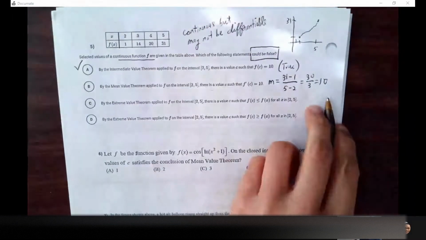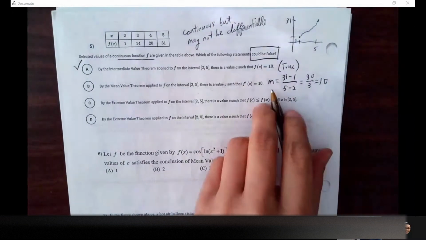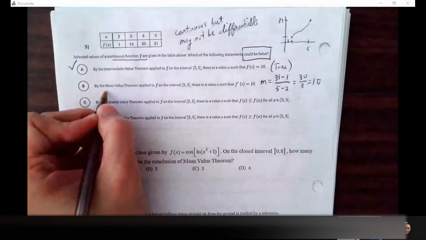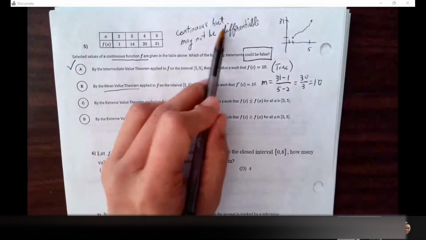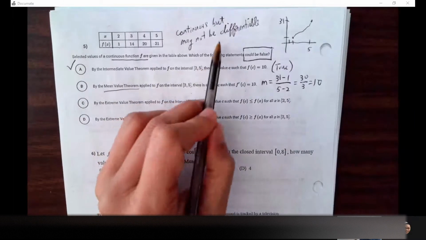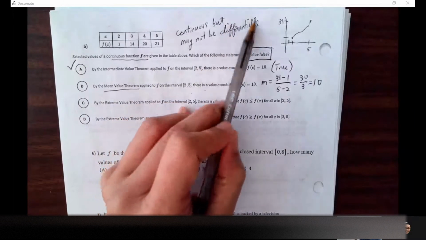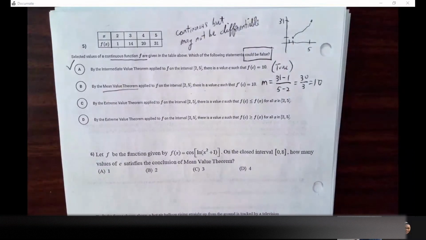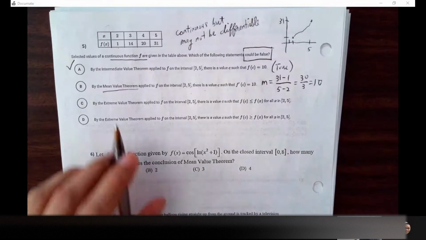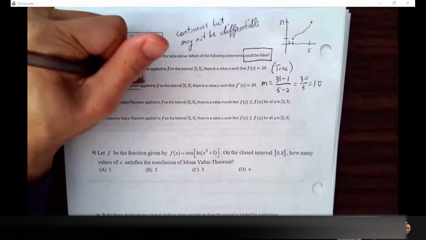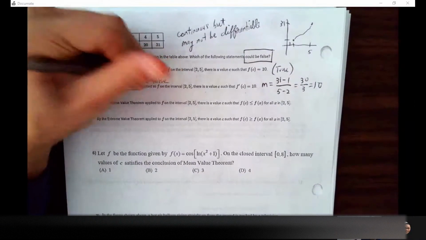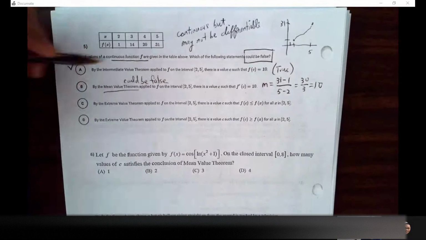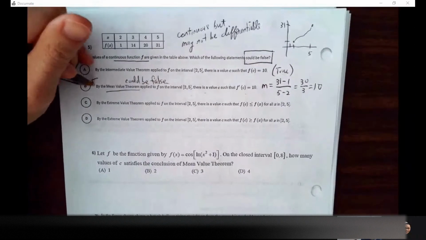Now this does give us 10. Okay, that does give us a slope of 10. But here's the issue: the mean value theorem requires differentiability. It needs to have a statement about differentiability, and there's no statement about differentiability, so we can't guarantee that the mean value theorem is going to apply. So this could be false, because we may be looking at a graph with a sharp turn. It does not specify differentiability, so this is a "could be false," which could be our answer.